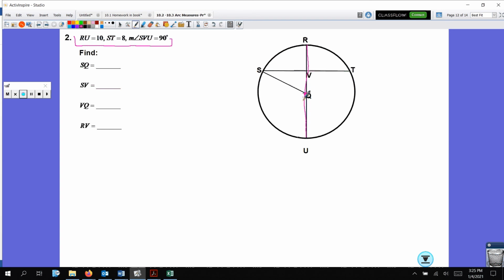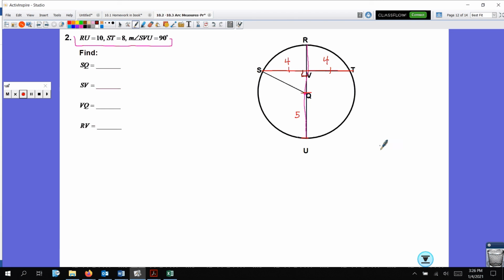So if the whole thing is 10, what's half of it? What's half of 10? So from here to here is 5. Then ST is 8. Now we know RU is the diameter, so that means it bisects this. And if the whole thing is 8, then each part is 4. Then what else do we know? We know that the measure of angle SVU is 90 degrees. Where is that? SVU. So that means there's a right angle in here.